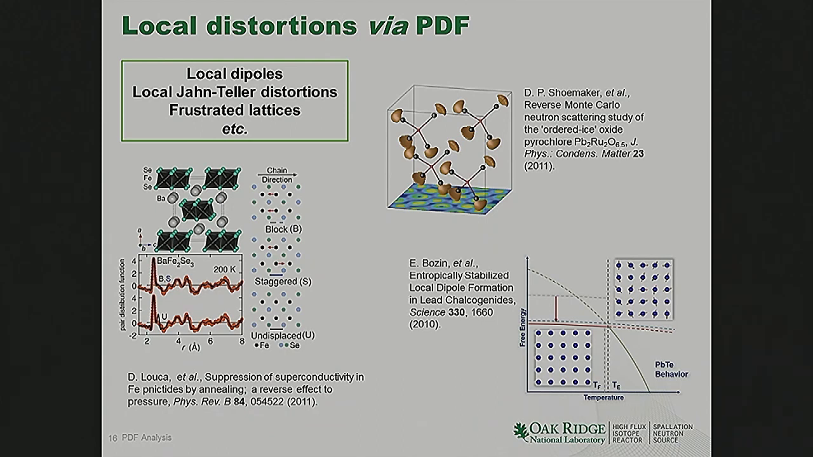So these are things like local dipoles in ferroelectrics, so things that exist short range and not over long range. A Jahn-Teller distortion that might persist below a crystallographic phase transition, or above a crystallographic phase transition where it appears to disappear. Frustrated lattices, so many condensed matter fields, the Kagome lattice and related things have a lattice frustration that induces a lot of local, unique local environments.